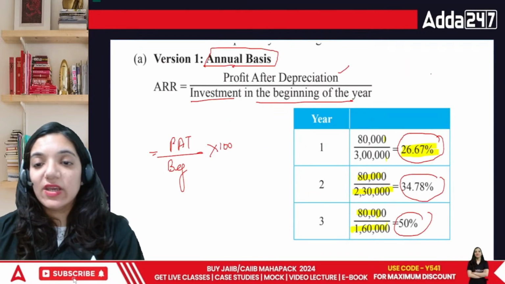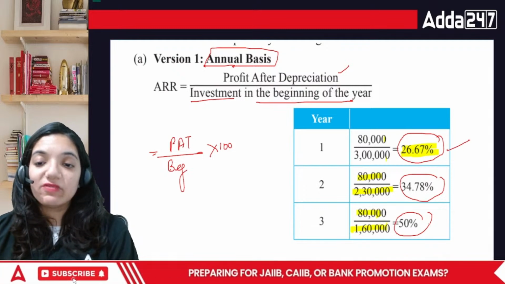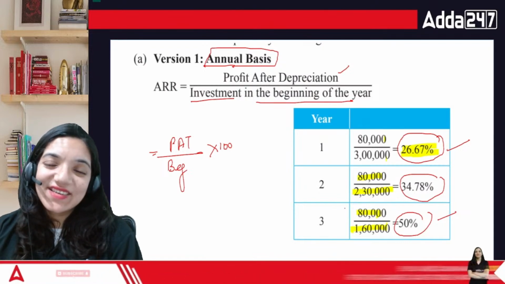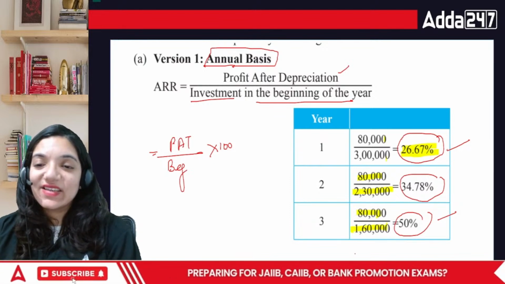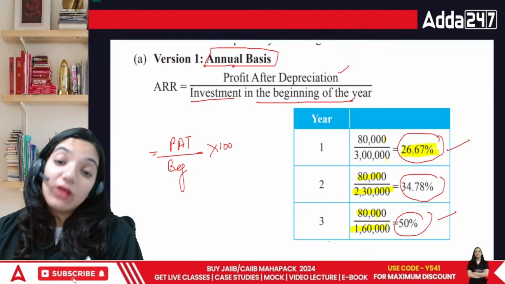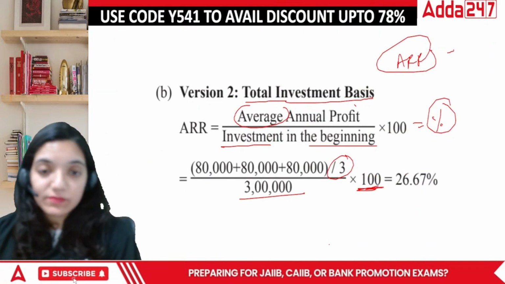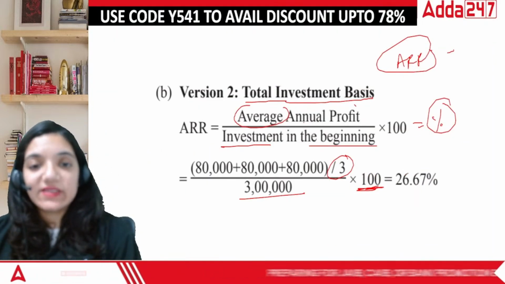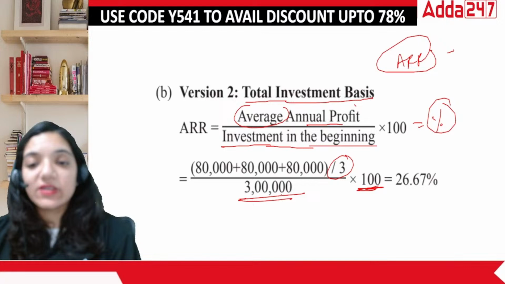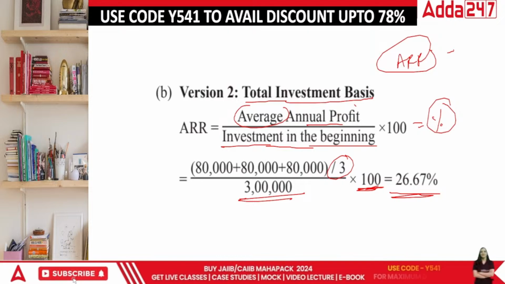Everyone think about it. Here we had seen, good point here, but I think if I go by the third year, I am just investing 1,16,000 getting 80. But where's the depreciation consideration? It should be there now. So in this case, first year we had 26.67, then increasing it to 34.78, increasing it by another good percentage, it is turning into 50%, huge amount. Total investment basis, it is average annual profit divided by investment in the beginning. You've got it, and it comes out to 26.67%. Done.